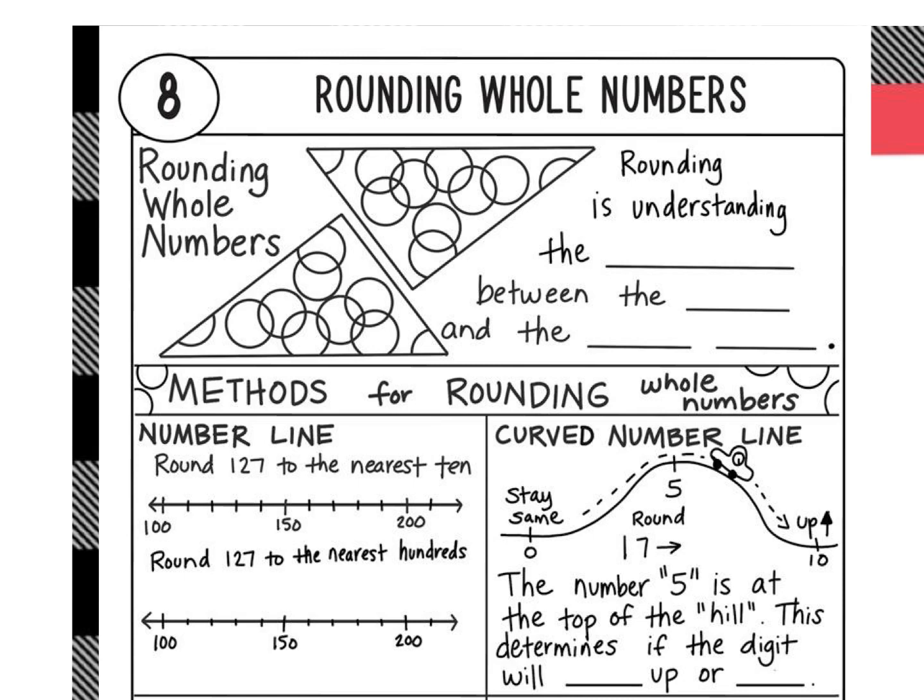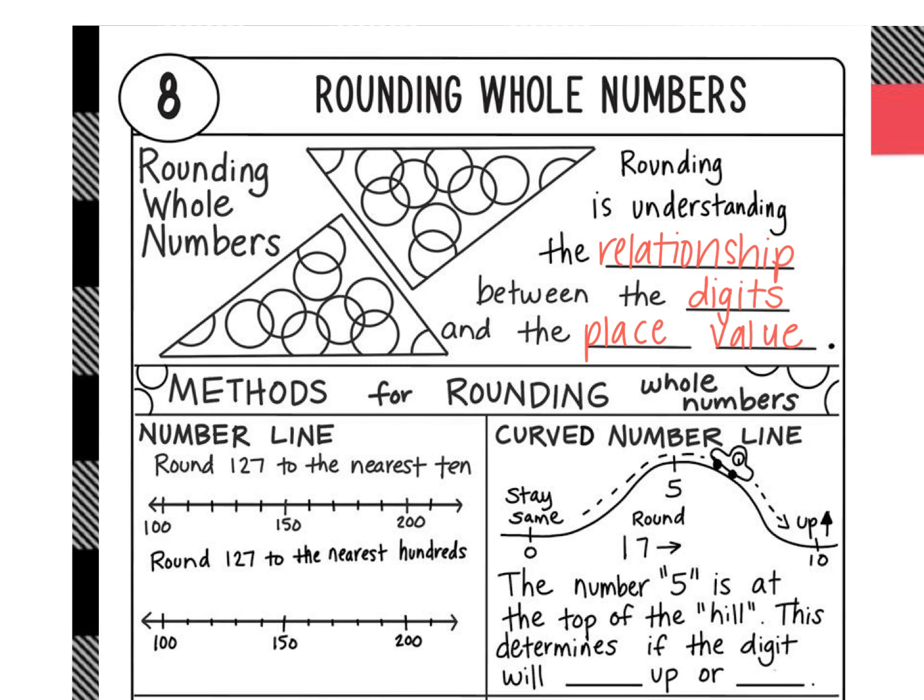So rounding is understanding the relationship between the digits and the place value. And guys, these are your notes. I do not care if you write your notes in print or cursive. I just want them to be legible. So write whatever you're comfortable with, whatever you can read best. Rounding is understanding the relationship between the digits and the place value.